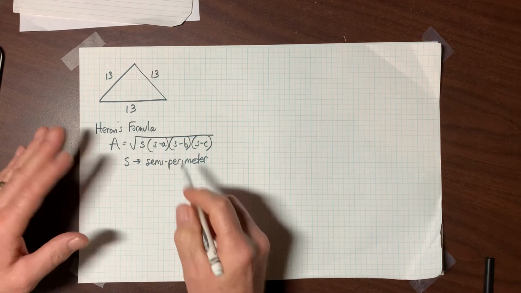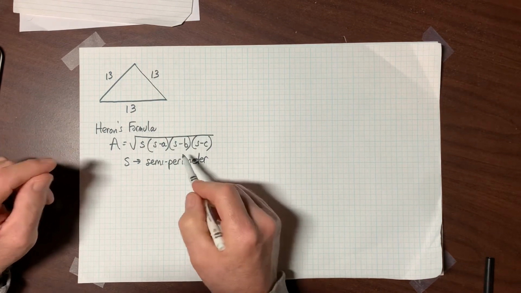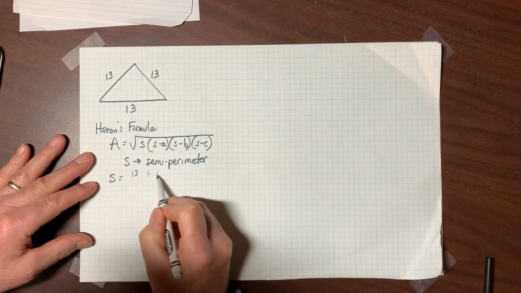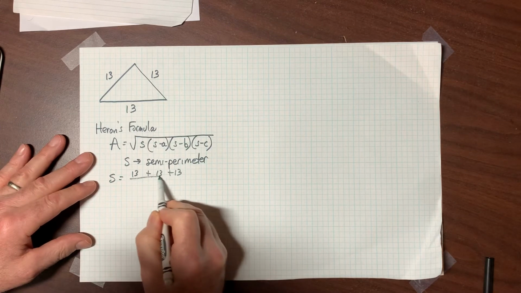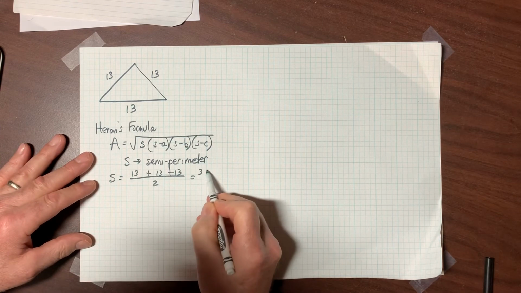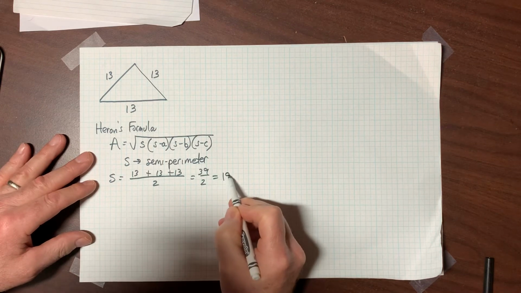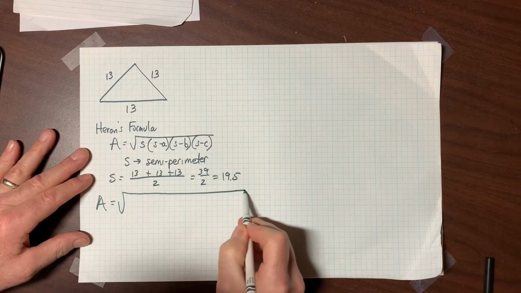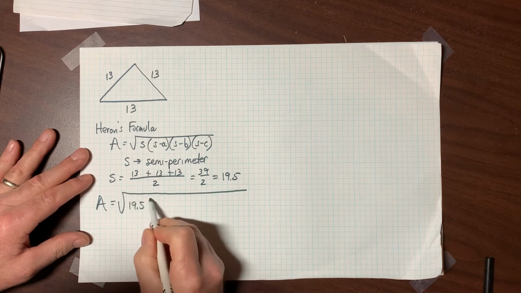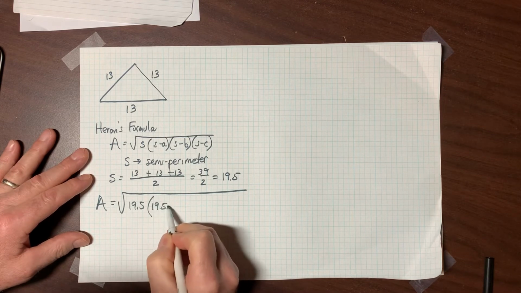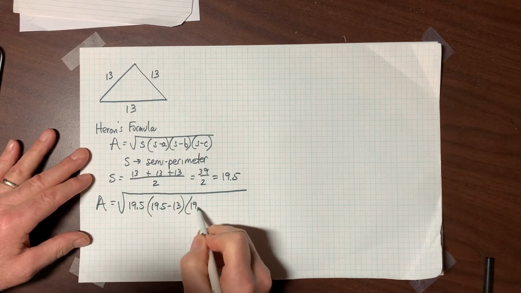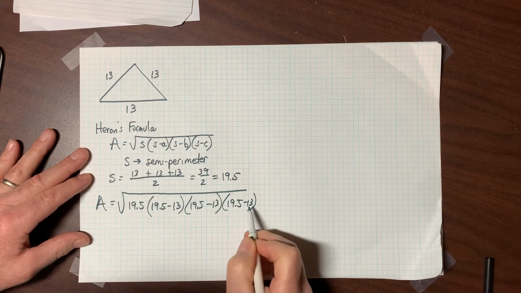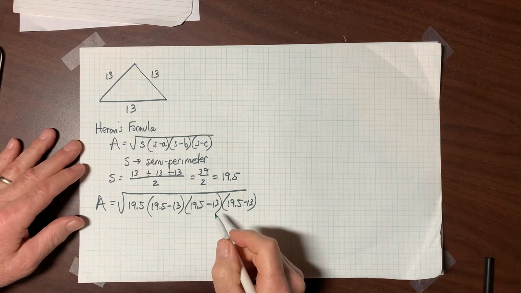So let's go ahead and do this very quickly using Heron's formula. The semi-perimeter here is half the perimeter. So I'd have 13 plus 13 plus 13 divided by 2. So I'd have 39 divided by 2. That'd be 19.5. The area then is going to be the square root of 19.5 times 19.5 minus 13 times 19.5 minus 13 times 19.5 minus 13. At that point, you go to your calculator and get your answer.